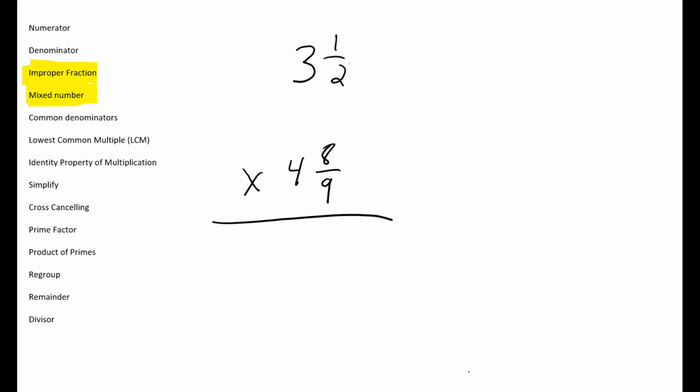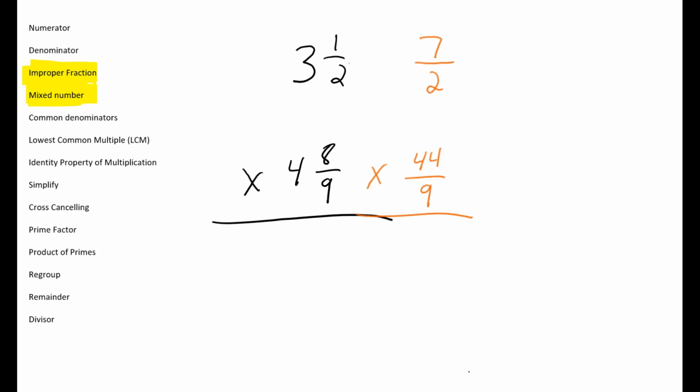How I do that is I take the denominator 2 and multiply it by my whole number, which is 3, and add my numerator. 2 times 3 is 6, plus 1 is 7, so I get 7 halves. Then I take my denominator 9, multiply it by my whole number, which is 4. 9 times 4 is 36, plus my 8 is 44. So I'm going to have 44 ninths. Alright, so now I have all fractions.